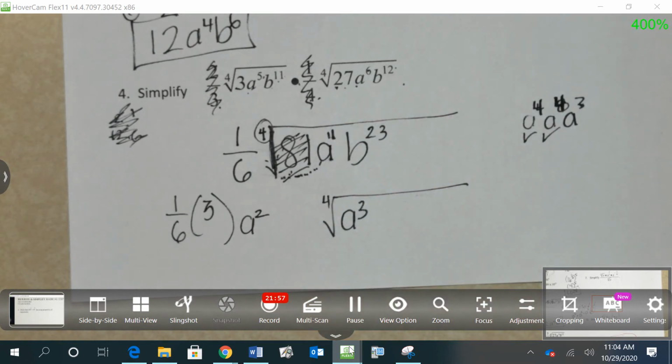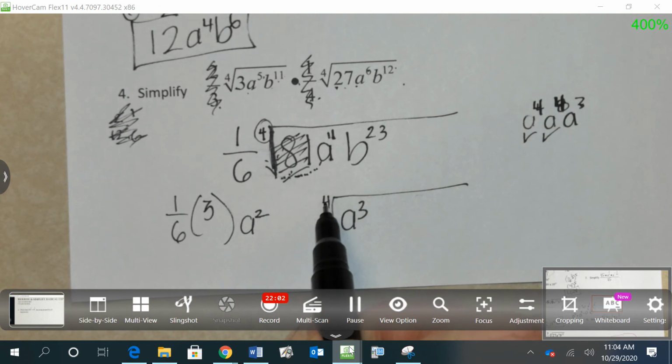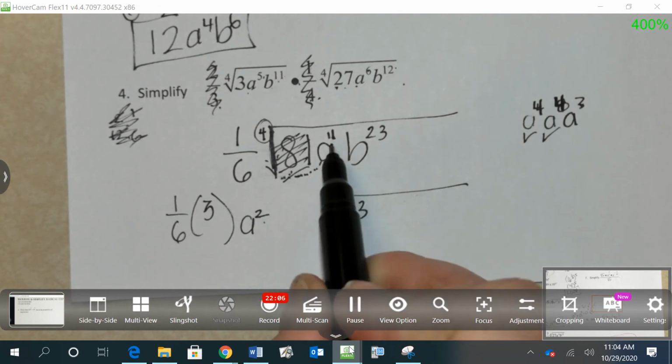And you definitely may be wondering, how do I know if I did this right? 2 times 4 is 8, plus the remainder of 3 makes 11.